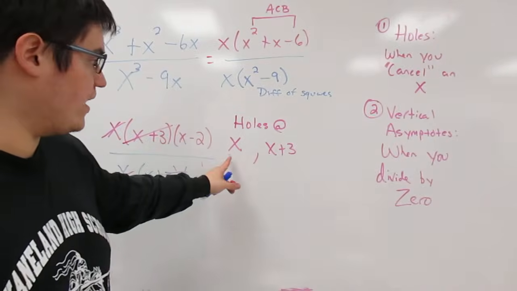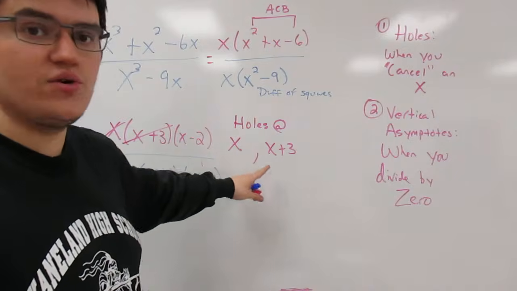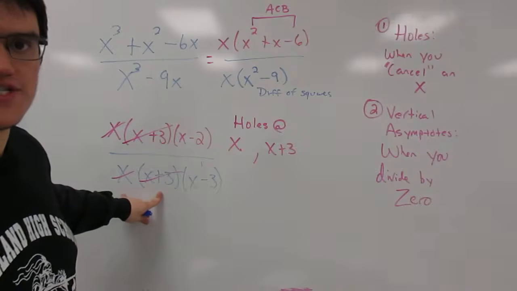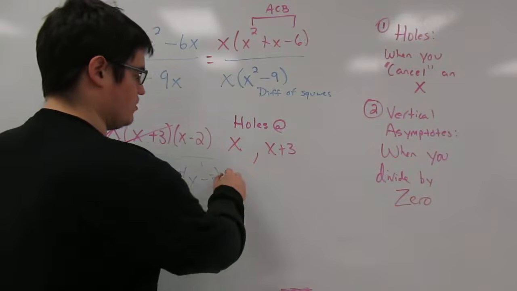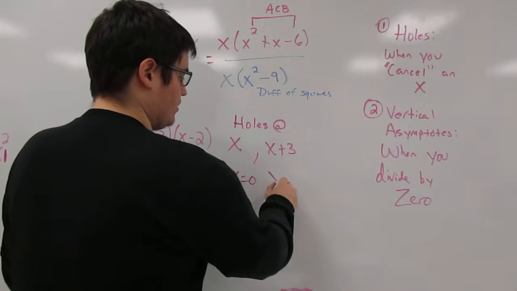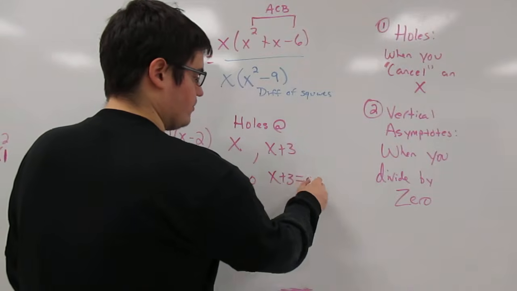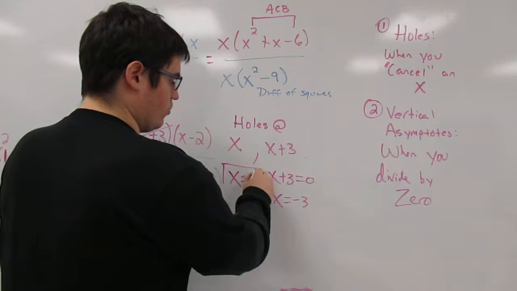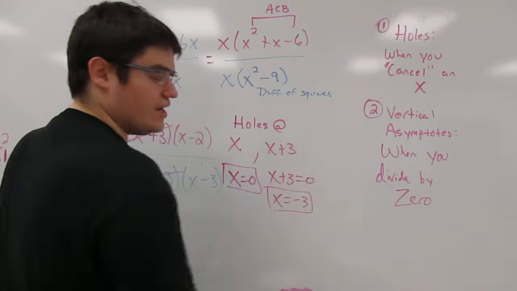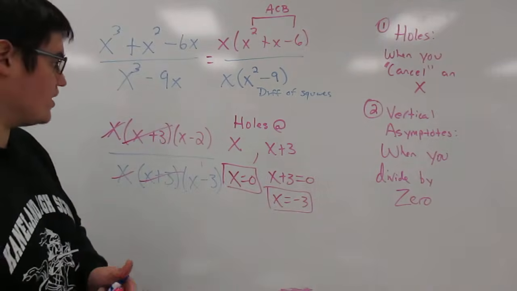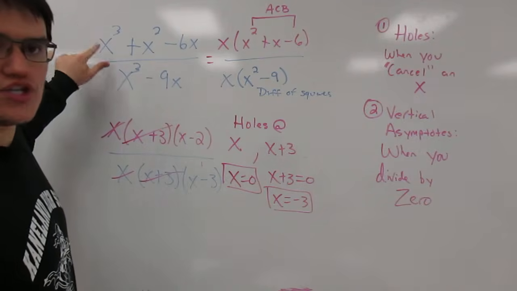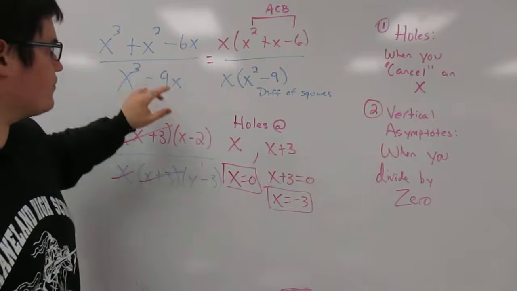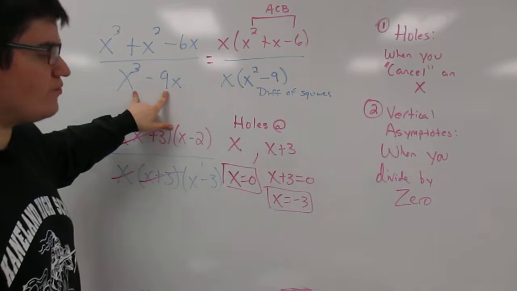Now I need to find the values of x that make these 0, because that's when I would have divided by 0 if I didn't cancel them. So x equals 0, x plus 3 equals 0. Okay, this one. So my holes are at 0 and negative 3. So again, back here in the original expression, I could have put in 0 and negative 3, and I would have been dividing by 0.